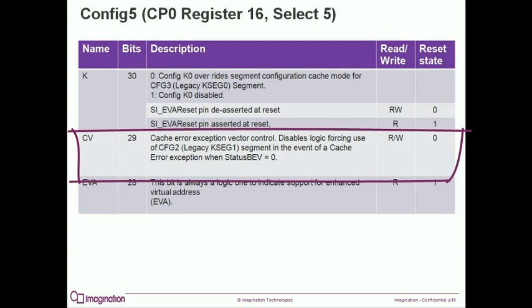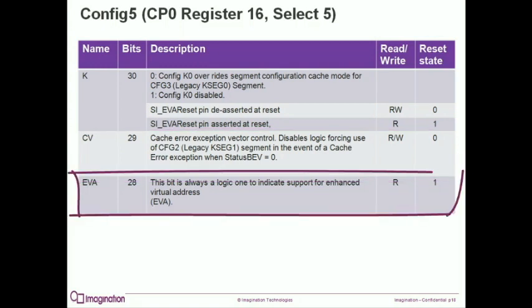This forces the hex address so the most significant hex digit is A or B, thus forcing the address into CFG2, the segment which corresponds to the old KSEG1 segment. If the CV bit is set, a cache error exception does not force the bits and uses the full 20 bits of the EBase register for the vector. The EV bit is a read-only bit that indicates support for enhanced virtual addressing.